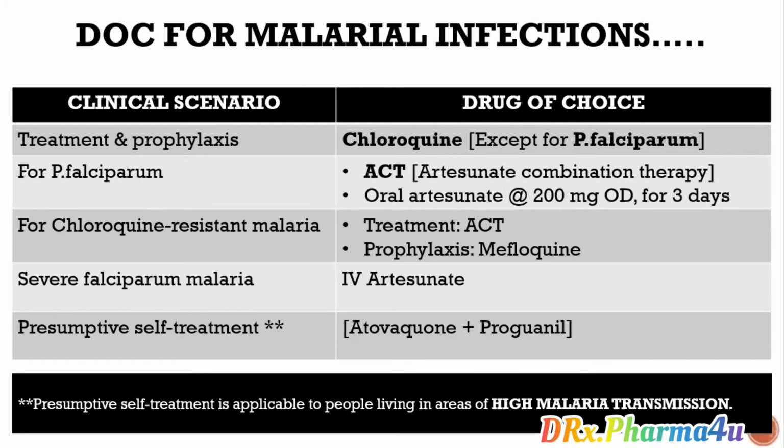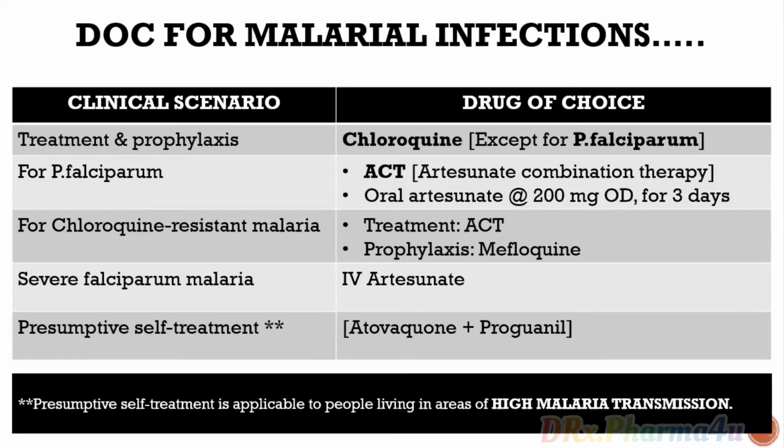Now, when we come to malarial infections, there are different clinical scenarios. If it is aimed at treatment and prophylaxis, then we can use chloroquine. But chloroquine is not used in Plasmodium falciparum malaria. You know that malaria is caused by many parasites like Plasmodium falciparum, Plasmodium malariae, Plasmodium vivax, and Plasmodium ovale. So if you are having Plasmodium falciparum associated malaria, chloroquine is not used. In remaining conditions, we may use chloroquine.